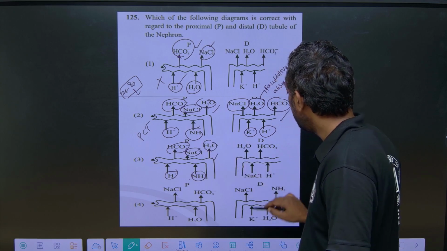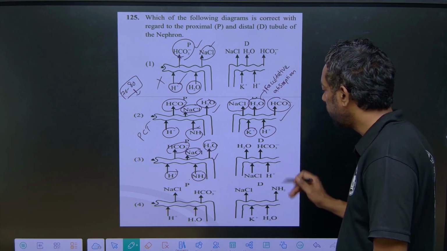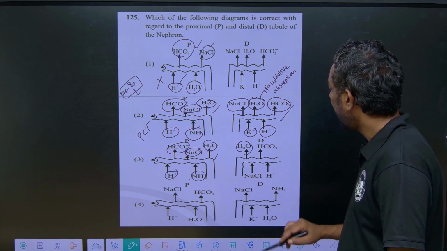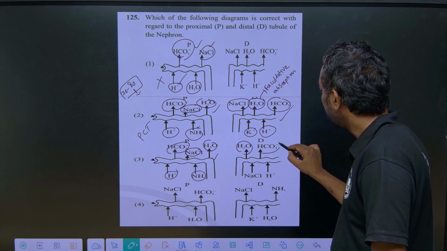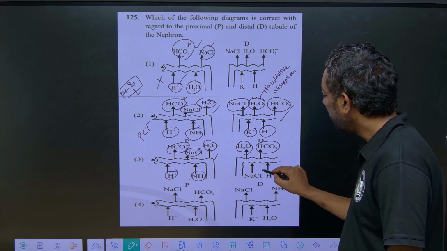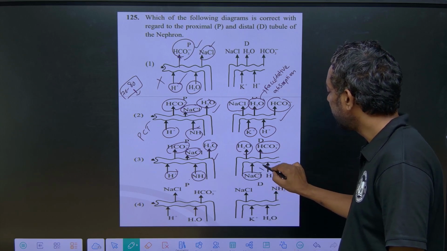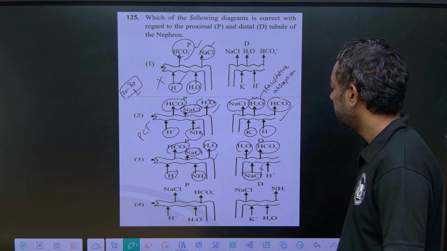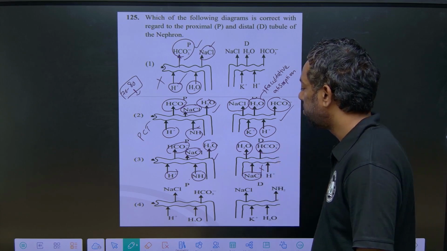This is the right one. And if we come to the DCT part, H2O absorbs and bicarbonate absorbs, NaCl secretes here. This is wrong. NaCl also absorbs. Where? In the DCT part.